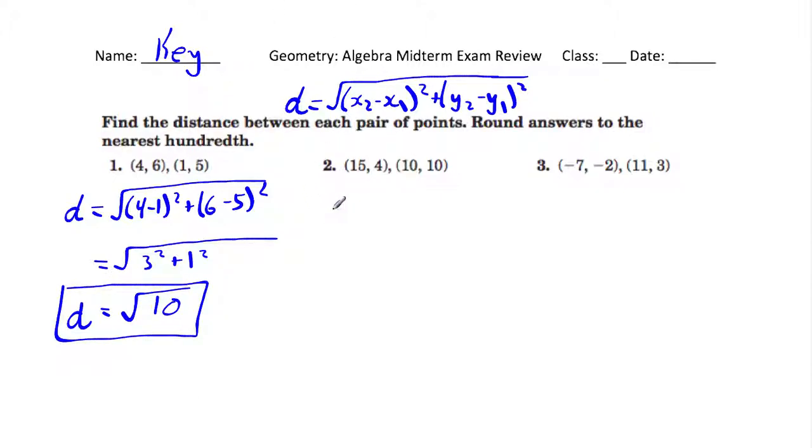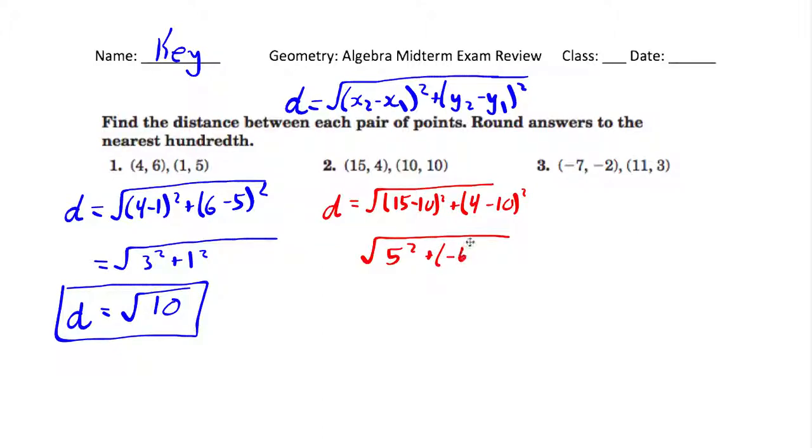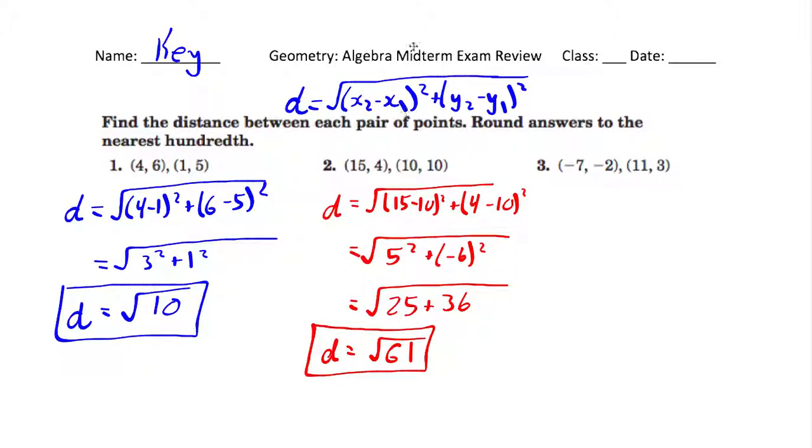For the next one here, I have that the distance is going to be equal to, this is 15 minus 10 squared plus 4 minus 10 squared. So this is the square root of 5 squared plus negative 6 squared. Make sure you put that negative inside parentheses. So I get 25 plus 36. So distance is equal to the square root of 61. 61, I'm fairly certain, is a prime number, so that means we can't reduce it. So we leave it just like that.